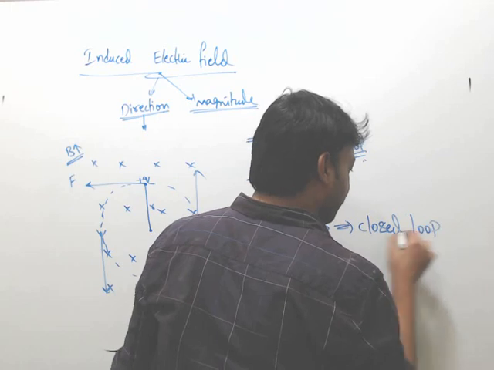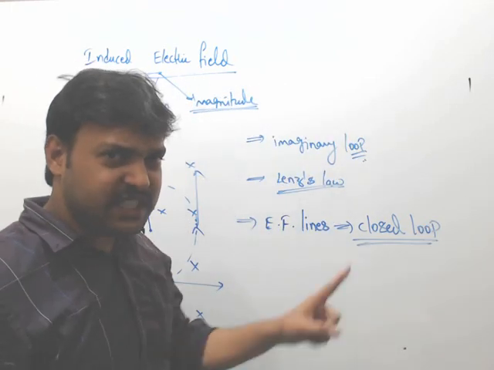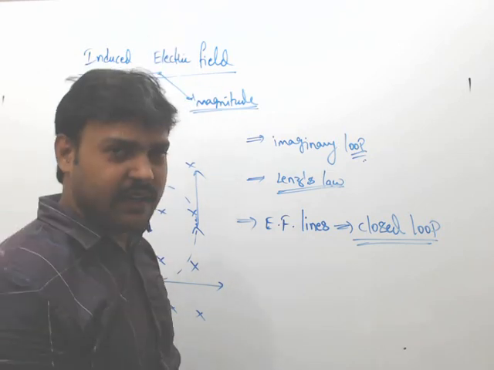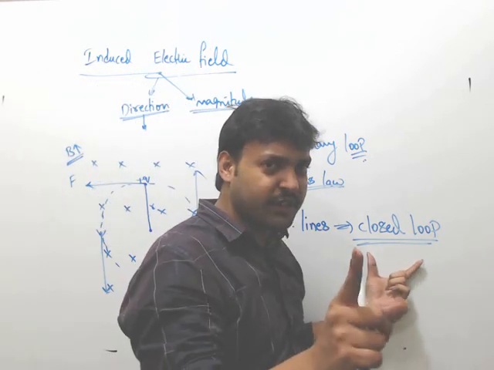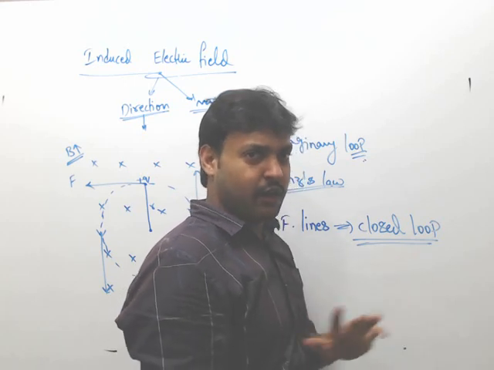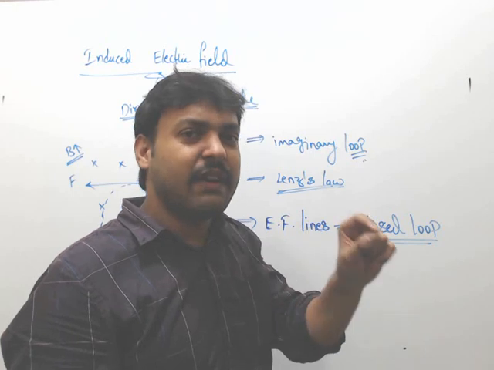Closed loop. But the normal electric field we studied in the first chapter, if only that electric field is there, it won't form a closed loop. If it won't form a closed loop, we call it a conservative force.